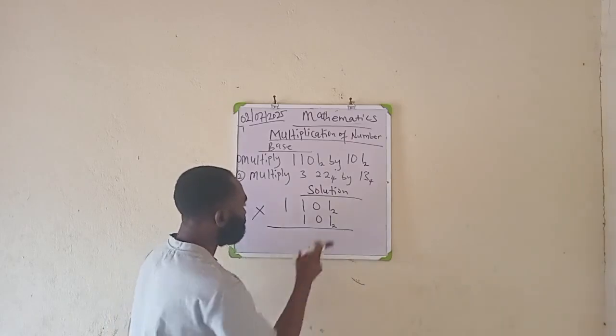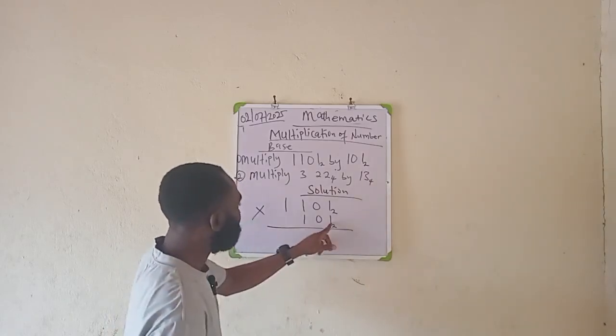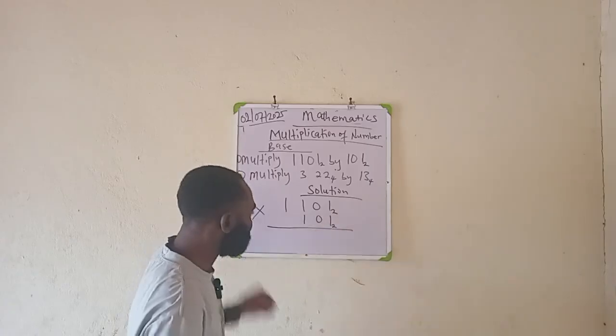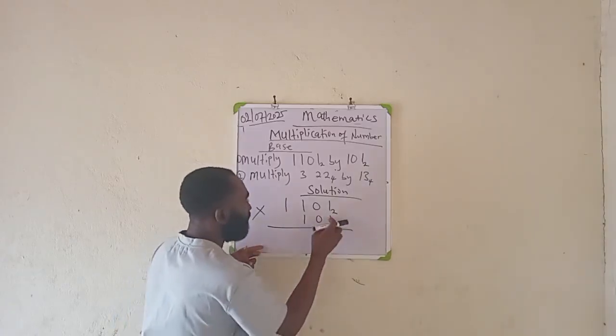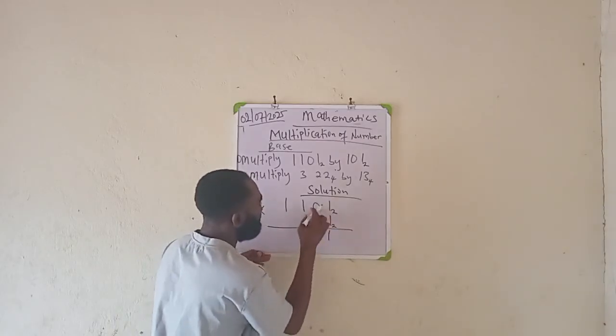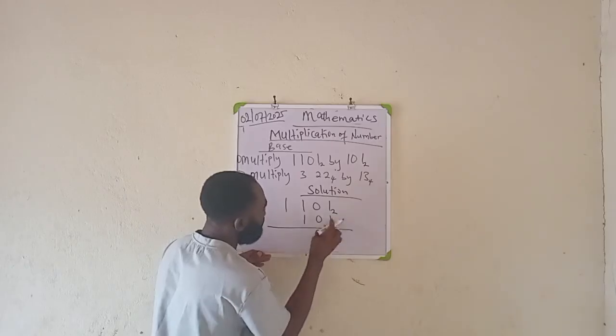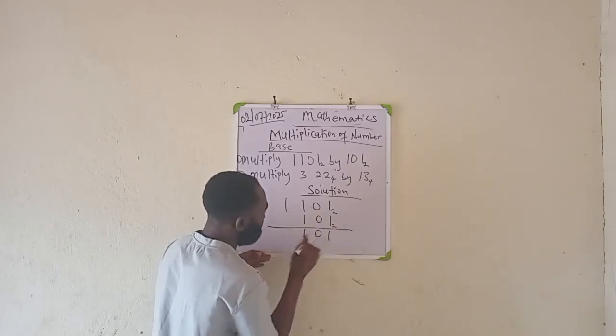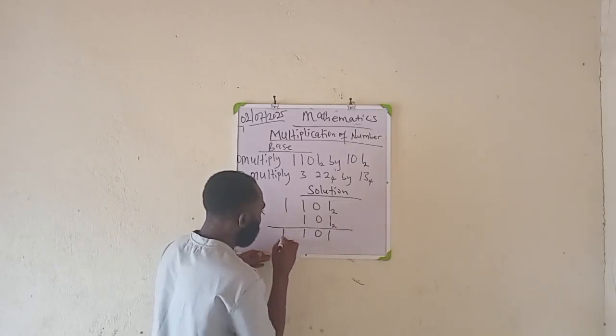When you arrange it in that way, the second thing to do is to start multiplying. We'll first start with this. We'll start from the first digit here. 1 times 1 is 1. 1 times 0 is 0. 1 times 1, 1. 1 times 1, 1.